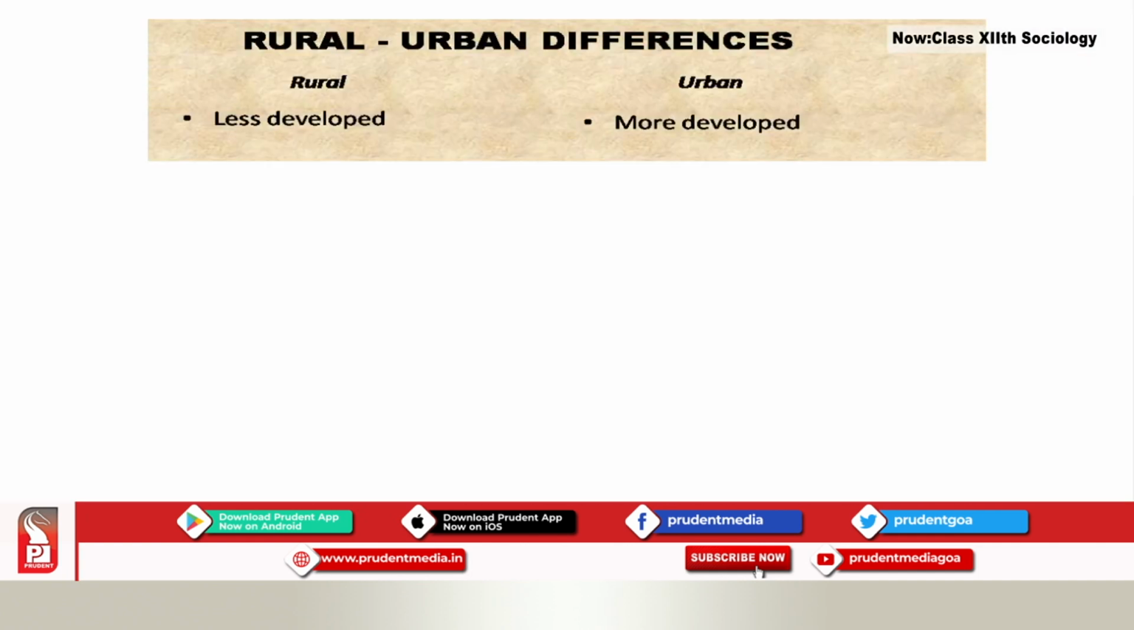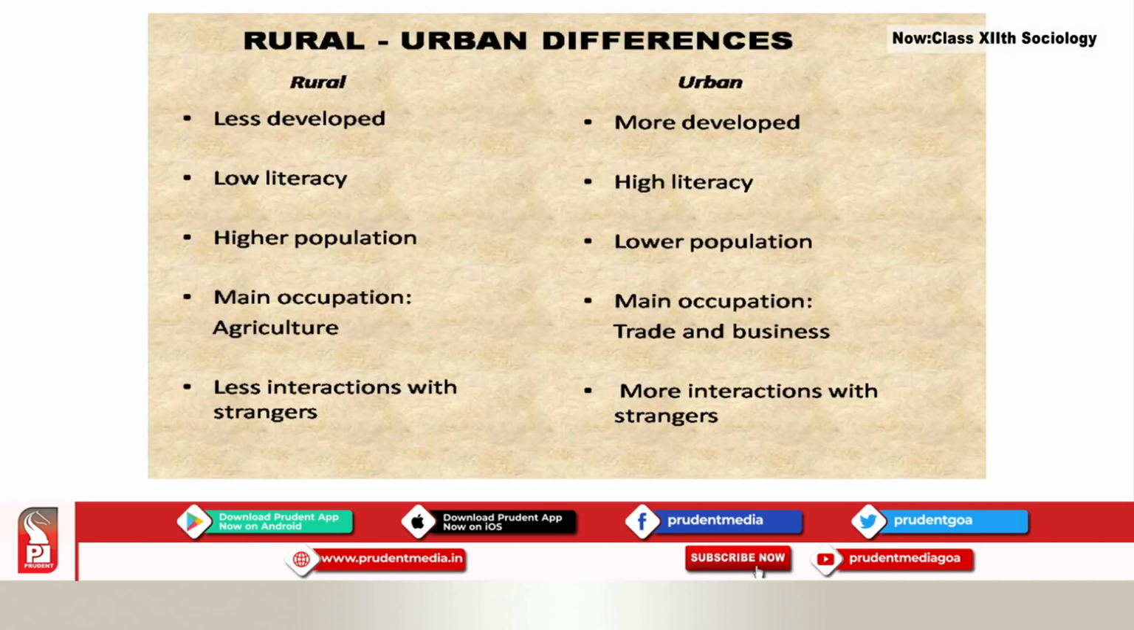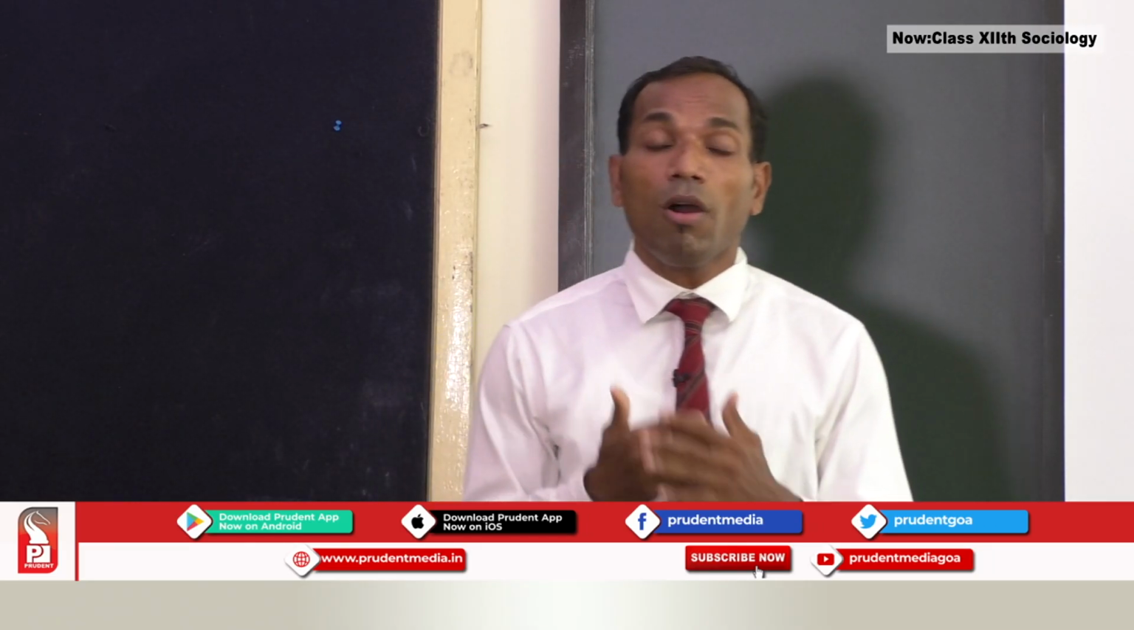As far as occupation in these areas is concerned, in urban areas the main occupation is trade and business. They are involved in different types of trades to earn their livelihood. Whereas in rural areas, agriculture is their main occupation. They earn their livelihood with the help of agriculture.